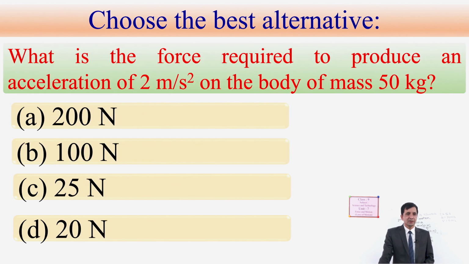Look here, the second question. What is the force required to produce an acceleration of 2 meters per second square on a body of mass 50 kg? Here is the mass, here is the acceleration. We discussed a lot about the formula F equals ma. Although it looks like a numerical problem, it is very short. You just need to multiply 50 and 2. 50 into 2 is 100. So the correct option is 100 Newton.